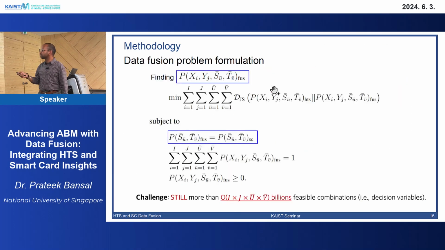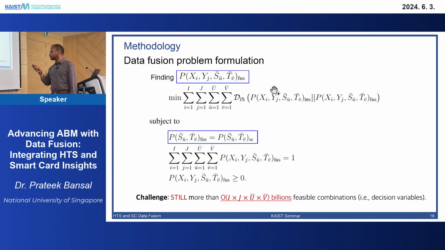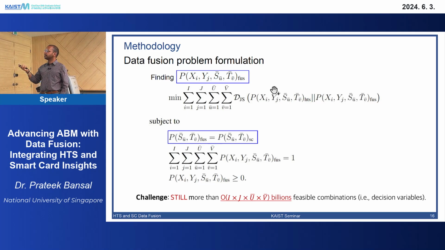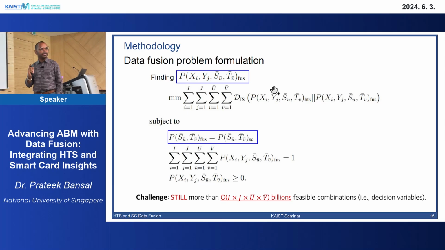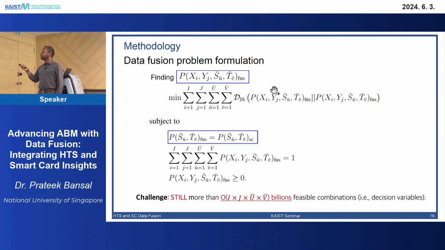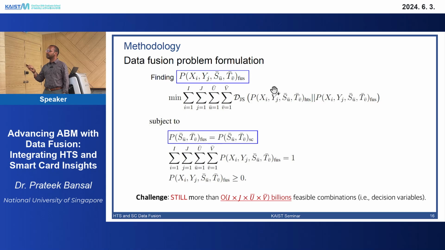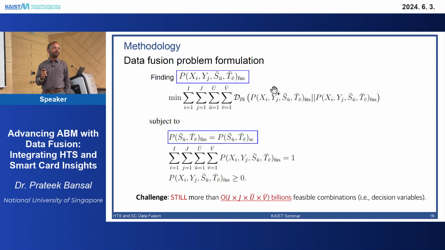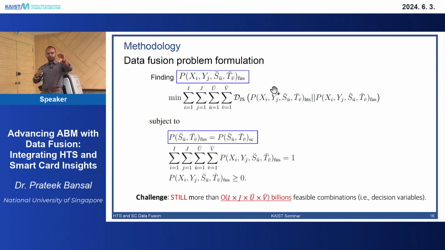If you look at your first optimization problem, if you have one cluster, it's not just about maintaining the distribution of the xi yj in HTS data and S bar T bar in the smart card data. We also want to maintain this joint distribution that we observe in the HTS data, because if we don't, then maybe we are generating good xi yj's and good S bar T bar, but their joint combination will be absurd. That dependency is only obtained in the HTS data.